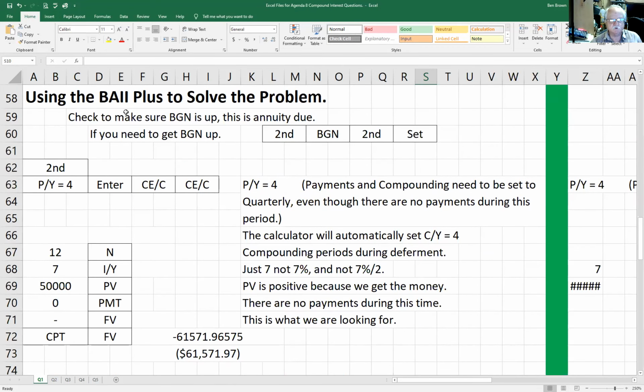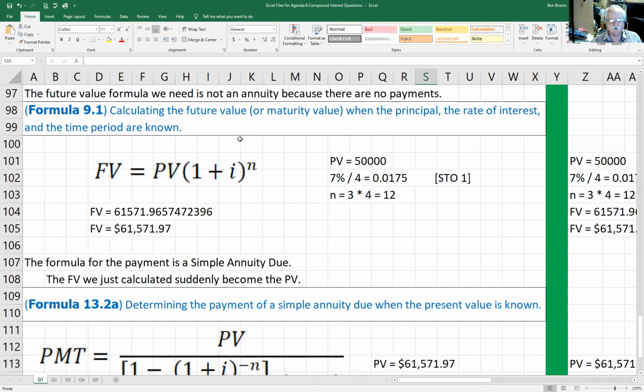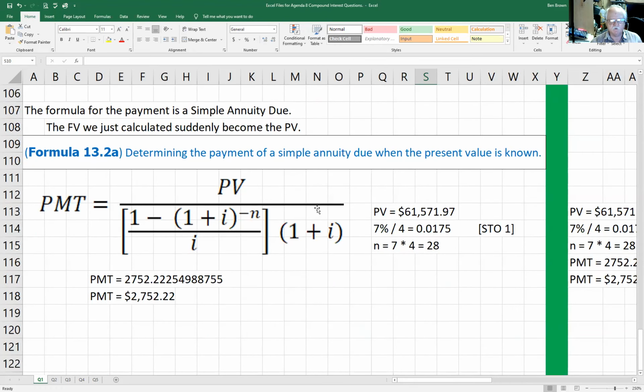We could also do this with the BA2 Plus and come up with the same answer. And we could also take a look at the actual calculation. Notice for the first time period, this is not an annuity. It's just finding the future value of a sum of money. It's this second calculation where we have to deal with the annuity.